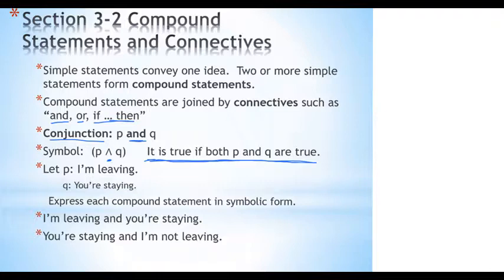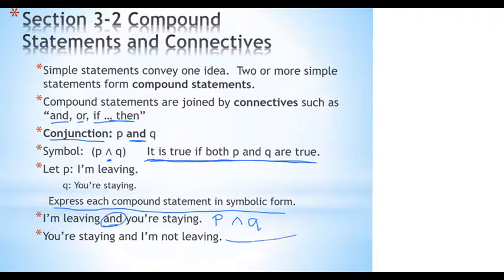So here I have P is I'm leaving, Q is you're staying. And they want me to express each compound statement in symbols. So my first statement says I'm leaving and you're staying. I'm leaving is statement P, so we have P, and then we have the keyword and, so we're going to put our upside down V. You're staying is Q. So that's how I would write the first one in symbols.